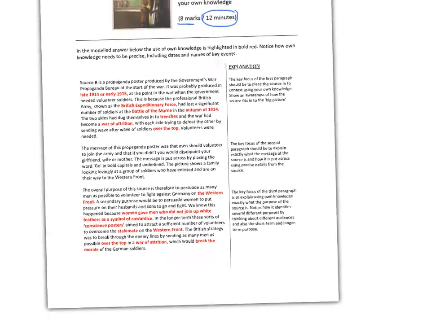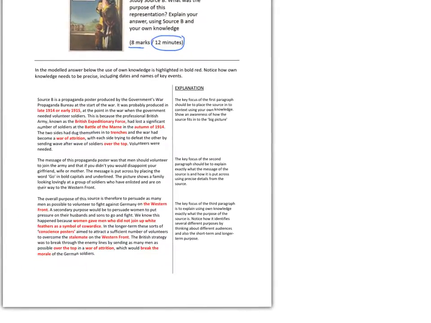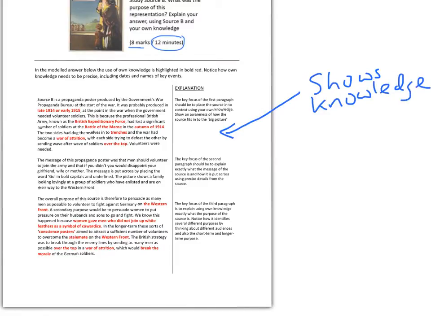Now, before we look at the content of the paragraph, let's just highlight what these points are. Okay, so what paragraph 1 does, the first paragraph, is it shows knowledge. It's really, really important. Once you get past question 1 and you get into questions 2 onwards, they are expecting you to show knowledge. So the question is about women and propaganda in World War I.